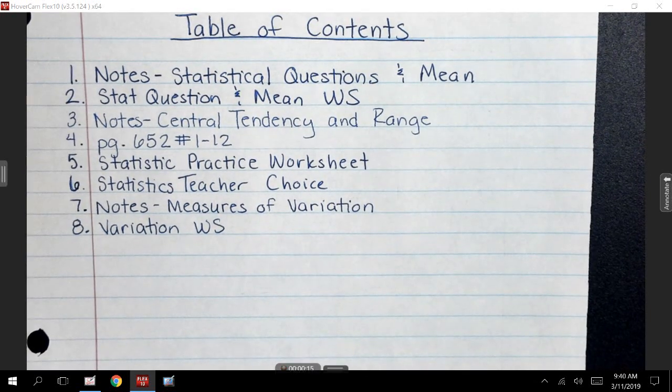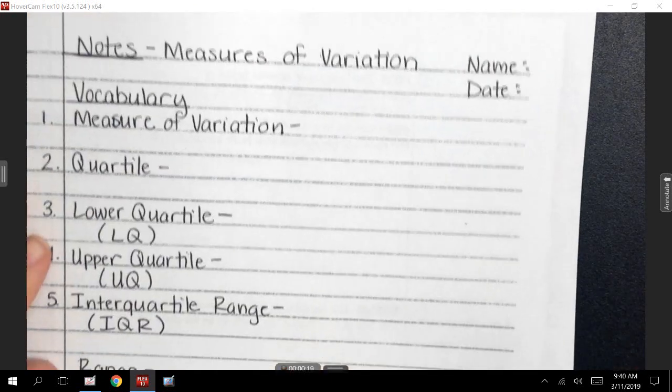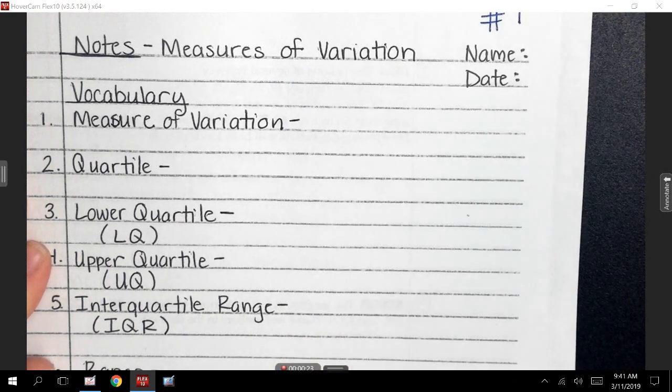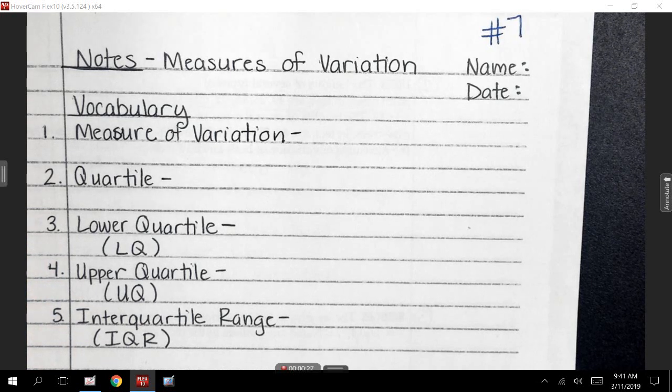Alright, today for our notes, we're talking about measures of variation. This is number 7. Make sure you put number 7 and your name. Now, last week we talked about measures of central tendency. Remember, central tendency was the center, so it's different ways that you can find the center in statistics. There were 3 different central tendencies that we talked about.